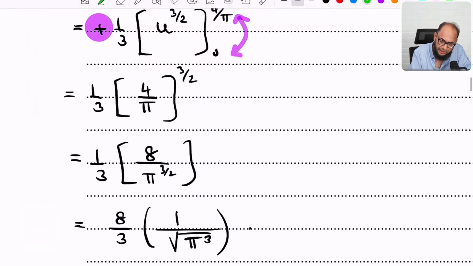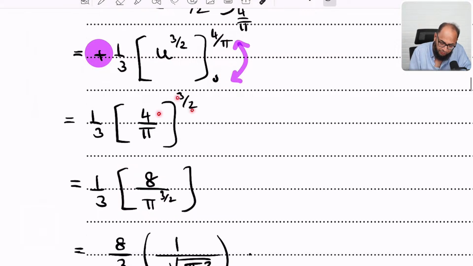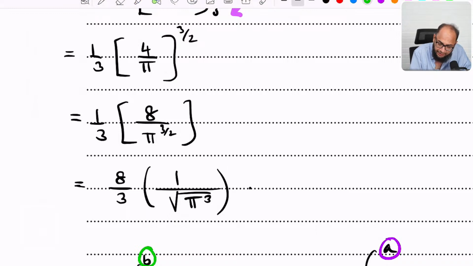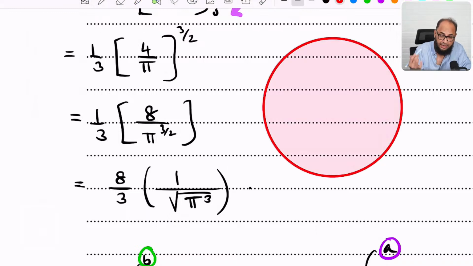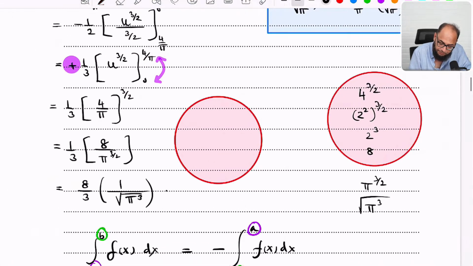So now over here, we plug in the upper limit. When we plug in the lower, that's 0. So 4 raised to the power of 3 over 2. Now another thing, this examiner is too much obsessed with P1. I'm sorry for that, but that person is.